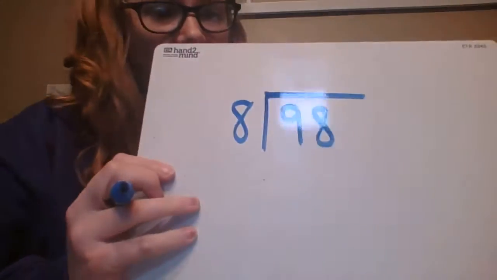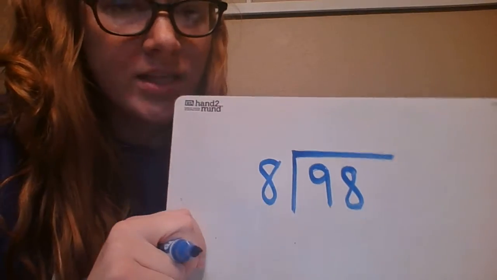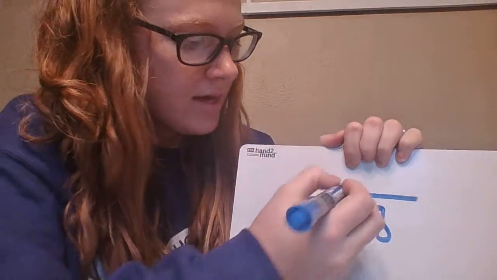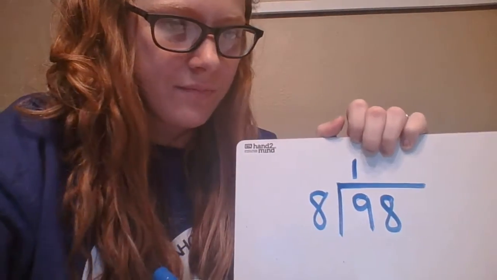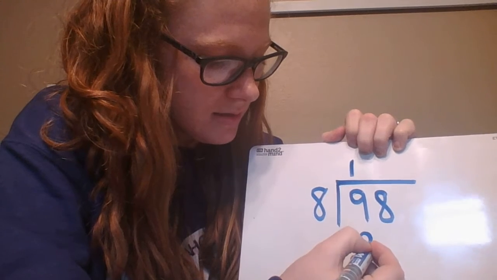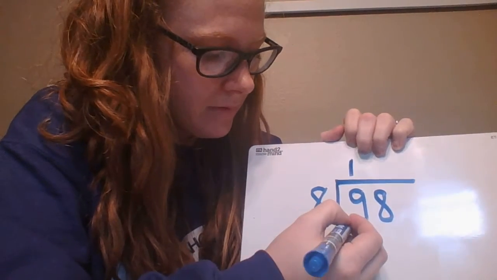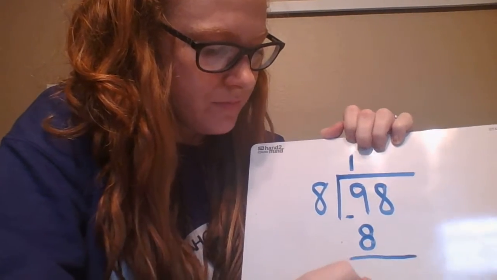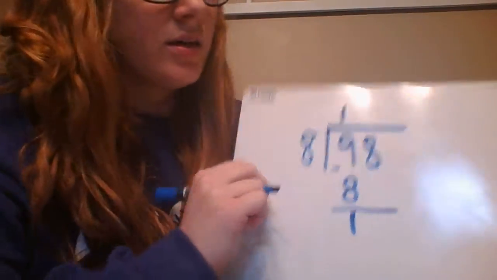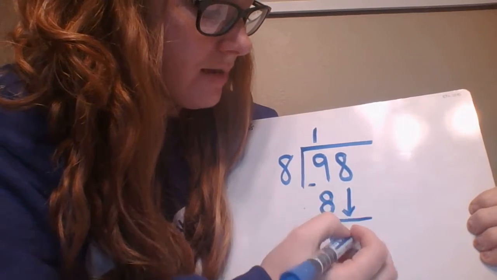Your next division problem is 98 divided by 8. The first thing we're going to do is see how many times the 8 can go into 9. 8 can go into 9 one time. 1 times 8 is 8. Next, we're going to subtract those two numbers. 9 minus 8 is 1. Next, we bring down our 8.